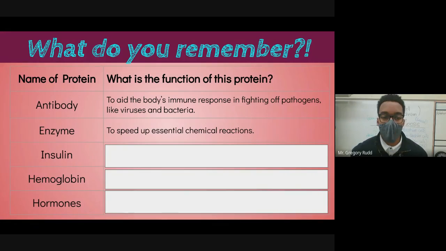We should all know what enzymes do, but we talked about this pretty in depth in Unit 1 as well. Enzymes speed up chemical reactions. So most chemical reactions that naturally take place in our bodies would be pretty slow without the help of enzymes. So we need the enzymes to help us do them faster.